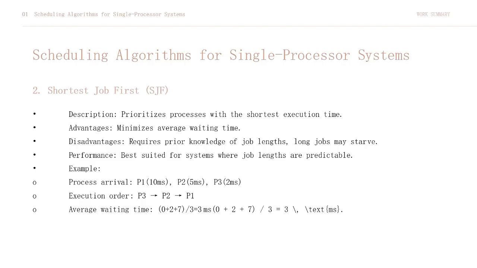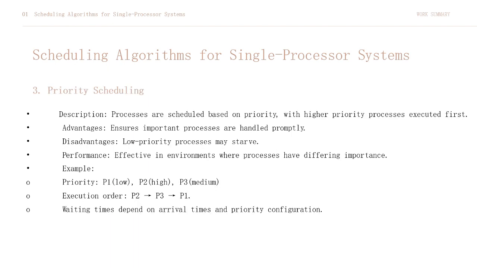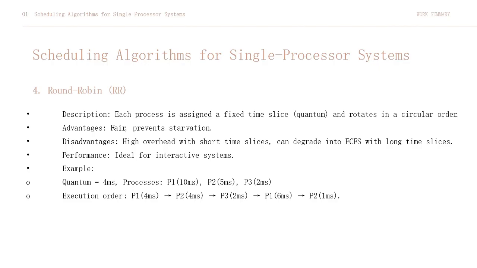And then is SJF. Its feature is short tasks are prioritized, and the advantage is minimized waiting time. The disadvantage is long tasks may starve. And then is priority scheduling. Its feature is high priority tasks run first, and it handles important tasks promptly, but the disadvantage is long priority tasks may be ignored.